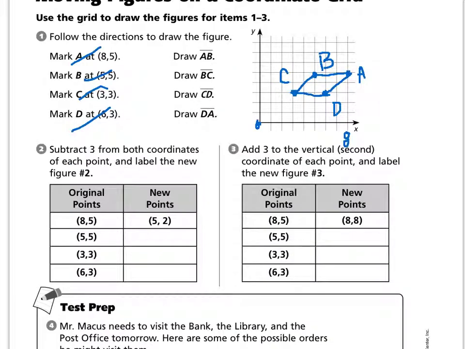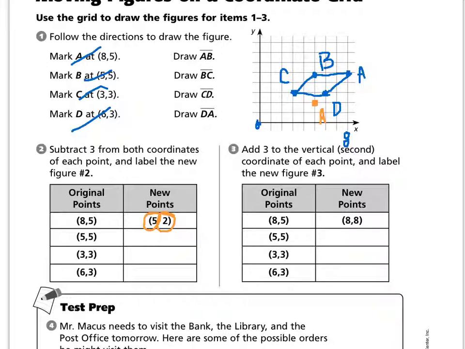For number 2, I need to subtract 3 from both coordinates of each point and label the new figure number 2. So you can see that for 8 and 5, you subtract 3 from 8 and got 5, and subtracted 3 from 5 and got 2. So I need to mark that on the new grid. So I went over 5 and up 2. And I'm going to mark that as my new A.